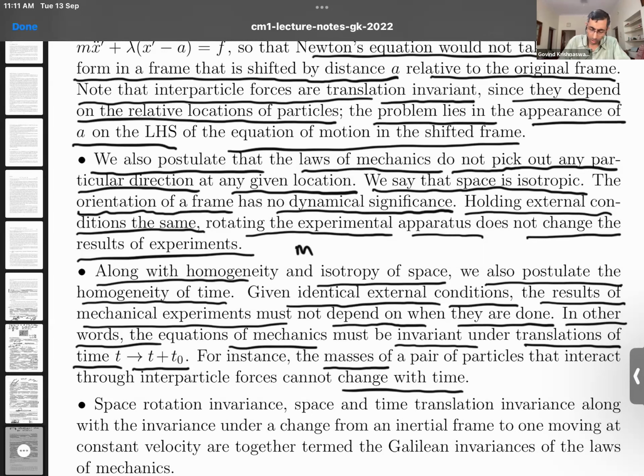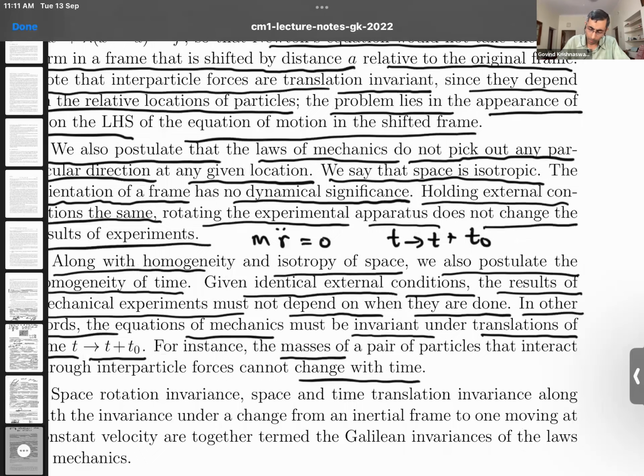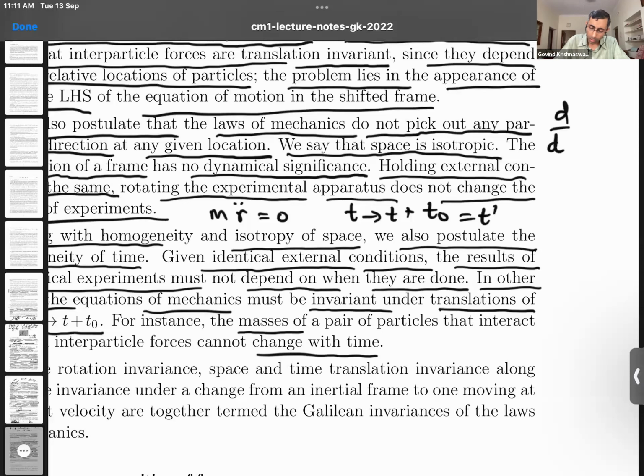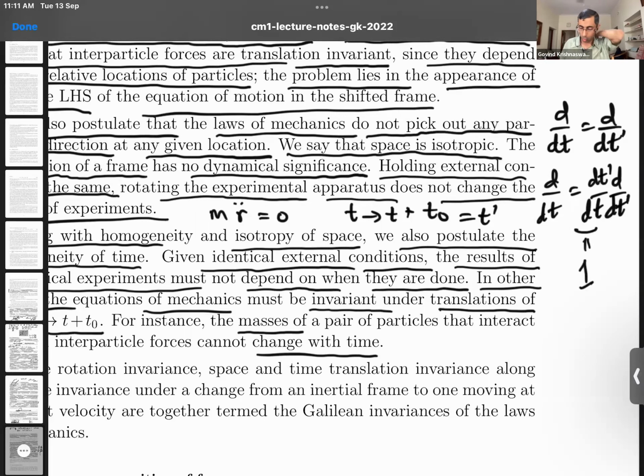And similarly, if you have an equation m r double dot equal to zero, let's look at a free particle. If you take t to t plus t naught, then the derivative with respect to t is the same as the derivative with respect to t prime. So if I call this t prime, d by dt is equal to d by dt prime. You will check, because what do we know for sure? d by dt is dt prime by dt times d by dt prime. Okay, so this is how you transform derivatives, but dt prime by dt is equal to 1. Because you just shifted t by a constant, and therefore the derivatives with respect to time are the same, and the equation will not differ.